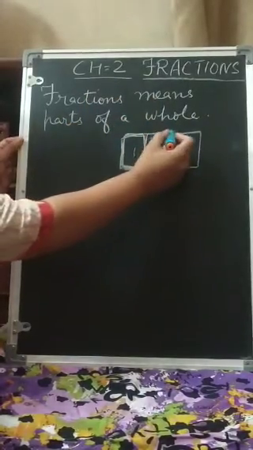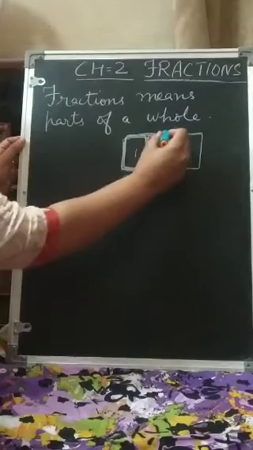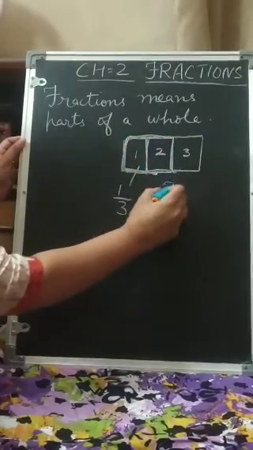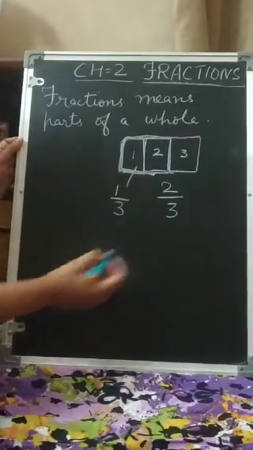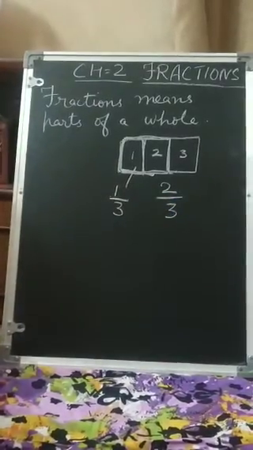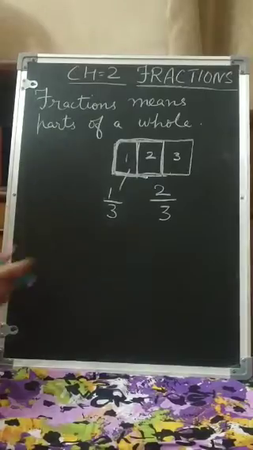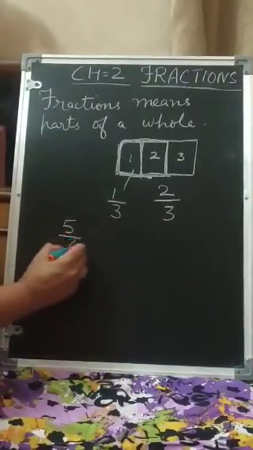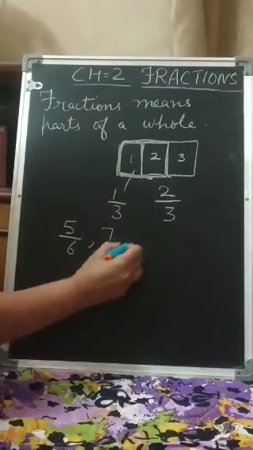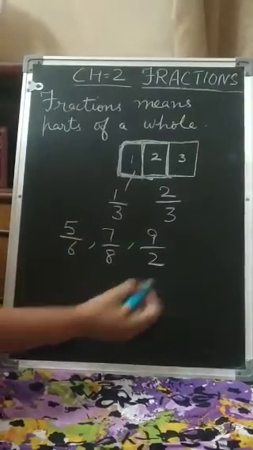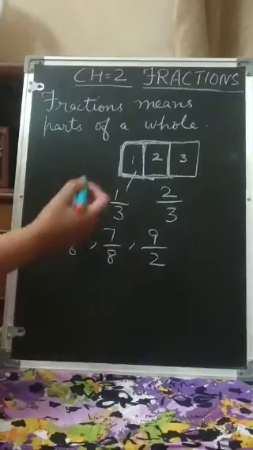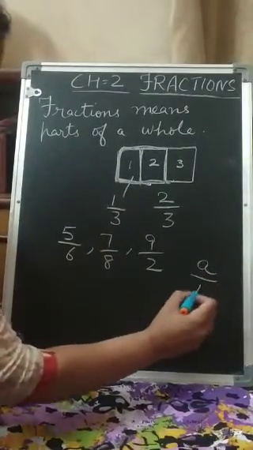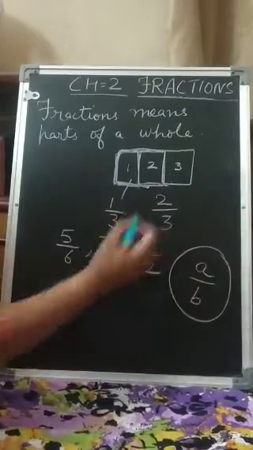Like this way, if I am taking two parts, suppose I am taking two parts out of three parts, how will I write it? 2 over 3. So like this way we can represent a fraction. We can represent so many fractions: 5 over 6, 7 over 8, 9 over 2. These all are called fractions. So any number when we can represent as A over B, this is called a fraction.